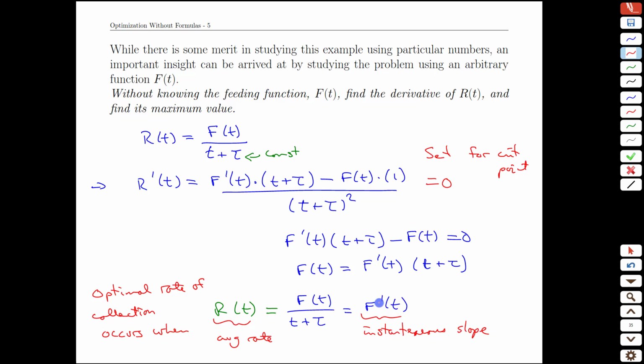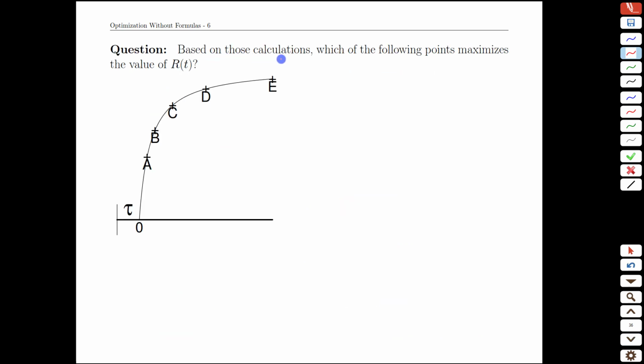Let's see this in context of the graph and see if it makes more sense there. But keep this calculation result in mind. Take a look at this example here. There are 5 points selected. Imagine which of these points is going to give the maximum value for r of t. I recommend pausing the video, experimenting a bit, and then we'll take a look at how to work through this together.